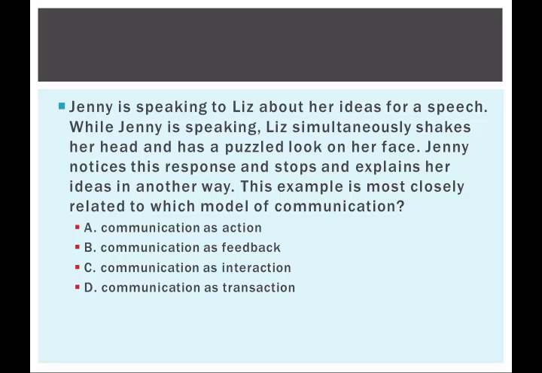The correct answer is D, communication as transaction. So in this particular scenario, we see that both individuals are simultaneously sending messages and feedback. So again, the key word here, simultaneously. Jenny is speaking, and as she's speaking, Liz is sending nonverbal cues that are letting Jenny know that she's confused. So Jenny then shifts the way that she is sending her messages and tries to explain her ideas in a different way. So there's a lot going on in this short scenario that allows us to see the complexity of communication in this interaction. So it would definitely support, again, the communication as transaction model.